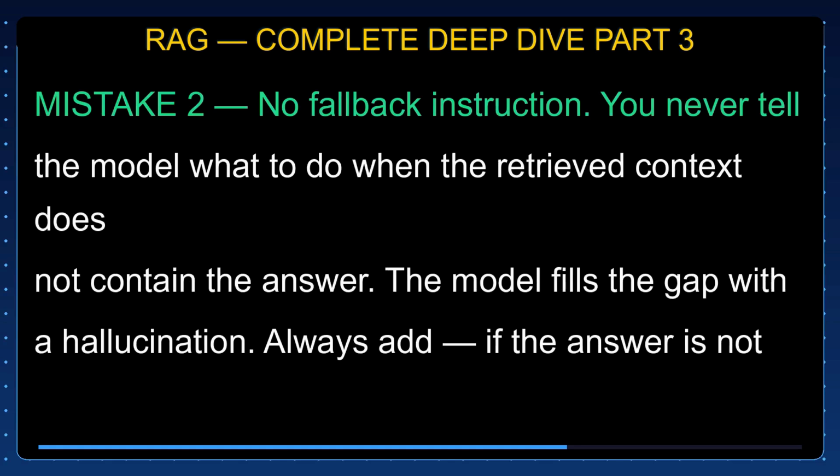Mistake 2. No fallback instruction. You never tell the model what to do when the retrieved context does not contain the answer. The model fills the gap with a hallucination. Always add. If the answer is not in the context, say you do not know.